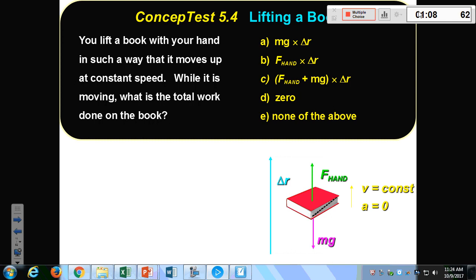So what's going to happen when I add these works together? It's going to be 0, right? So the answer is D. All right, I'm going to stop at 121. Answer is D.